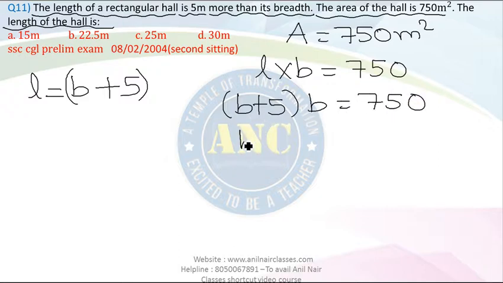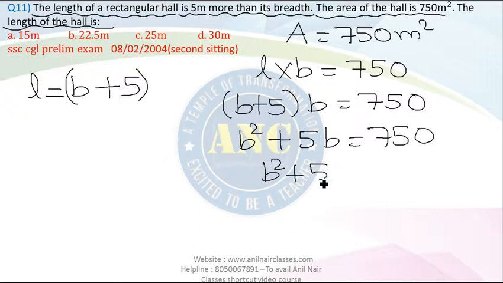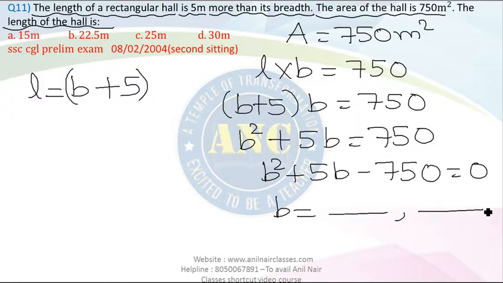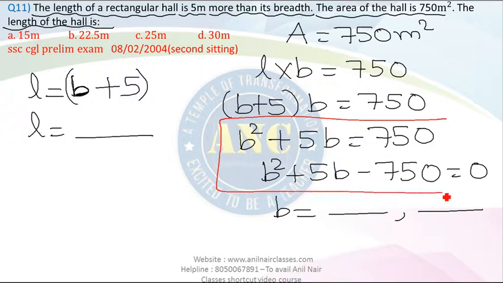Now you should check it out. b square plus 5b is equal to 750. b square plus 5b minus 750 is equal to 0. Now you will get two values for b and probably one of them will be negative. Take the positive, substitute it in the b value and you will get the length value also. But if you observe, if you are a little smart, this is a very lengthy process, right sir? I did not solve it, so it happened so fast.